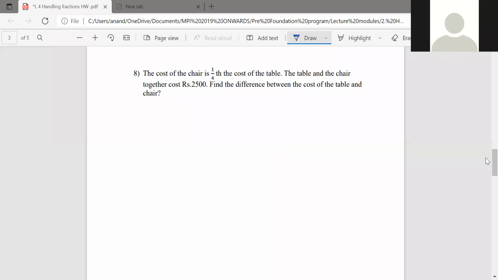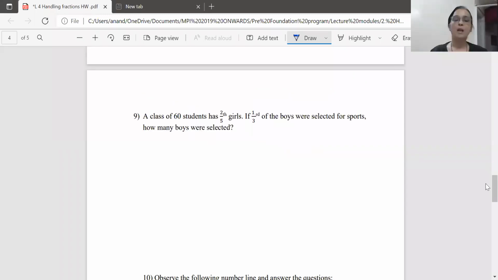So the final answer was 1,500, right? A class of 60 students has 2/5 girls, and 1/3 of the boys are selected for sports. There are 60 students, out of which we can do it by 2 methods. 2/5 are girls. So that will be 5 12s are 60. I hope everybody is good with cancellation and all these things.